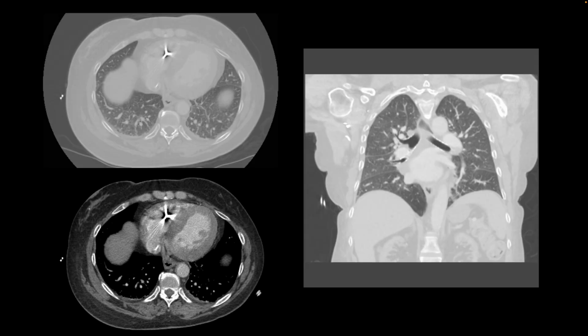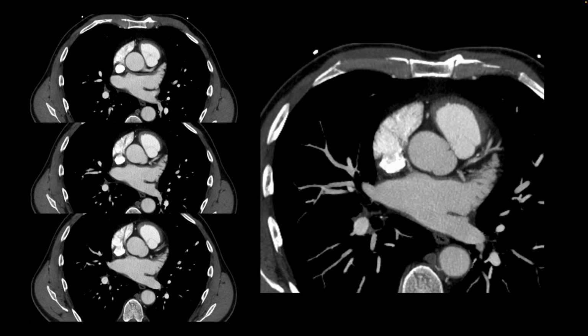This is our next patient where we see similar findings of interstitial pulmonary edema. And instead of the dilated ventricle, here we have a thick septum. And so this patient is in failure from hypertrophic cardiomyopathy.